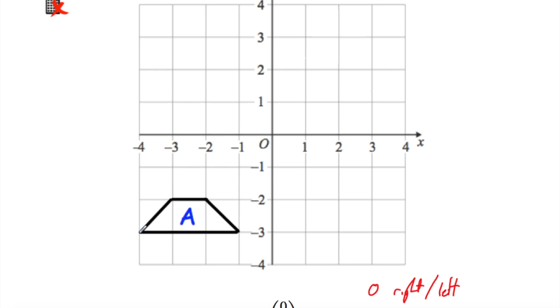So let's start off with this point. It's going to move 4 up. 1, 2, 3, 4. It's going to move to there. This point here is going to move 4 up. 1, 2, 3, 4. That's good. We've got the base of the trapezium. Now let's do this point here.